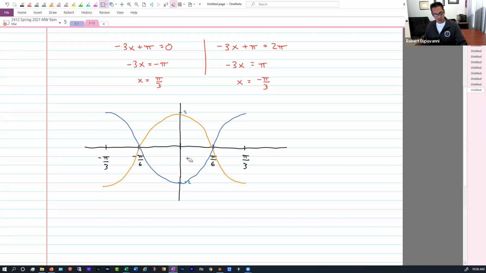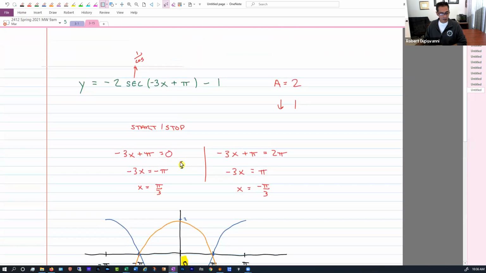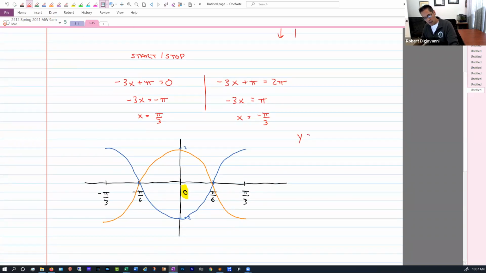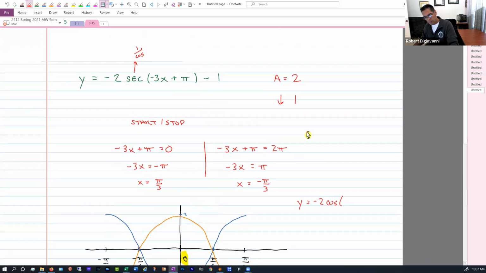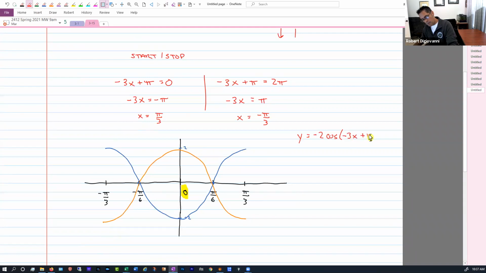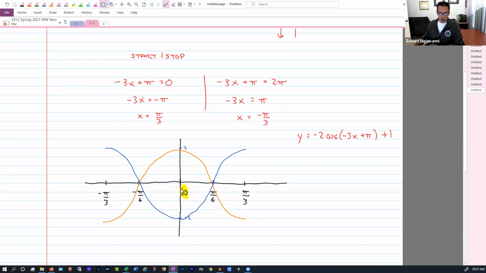I'm going to test 0. I'm going to plug 0 into the original function and see what happens. I want to be looking at cosine right now, not the secant, and then the +1, I'll put it there. So does everyone see I've converted the secant to cosine? So I can do this. Plug 0 in now, and let's see what happens.